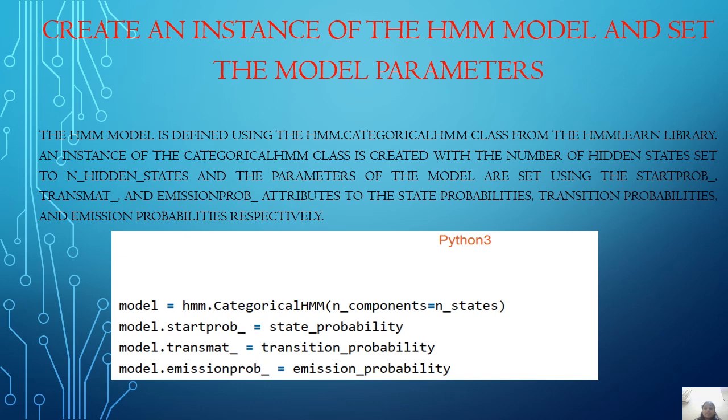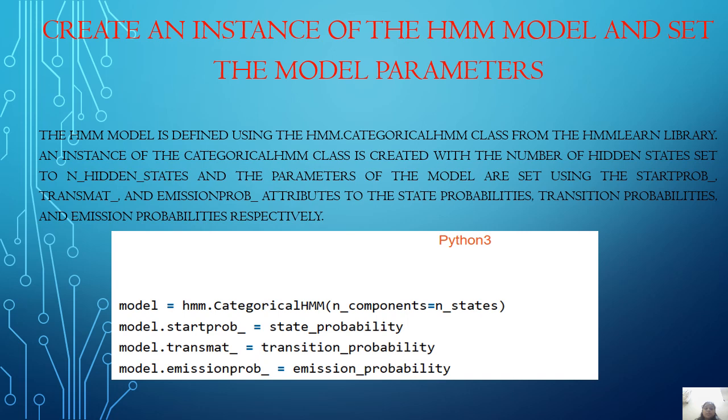Create an instance of the HMM model and set the model parameters. The HMM model is defined using the HMM CategoricalHMM class from the hmmlearn library. An instance of the CategoricalHMM class is created with the number of hidden states set to n hidden states, and the parameters of the model are set using the start prob, transmat and emission prob attributes to the state probabilities, transition probabilities, and emission probabilities respectively. We can look into the Python code here.